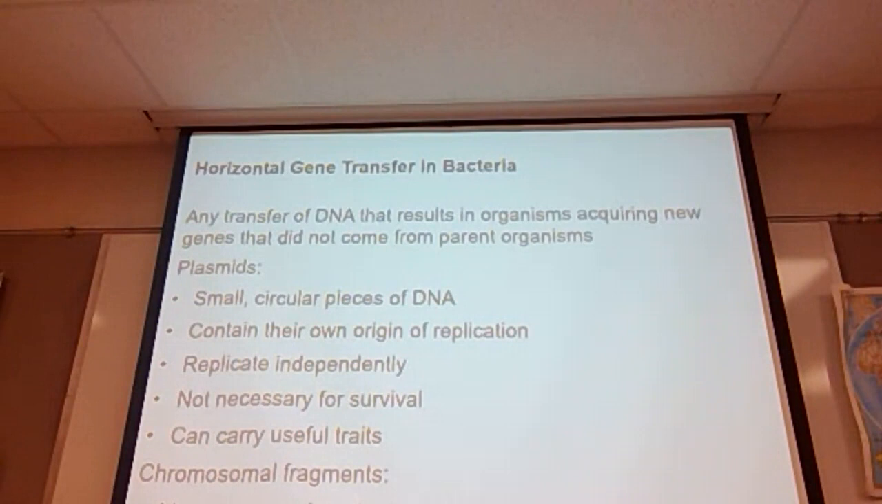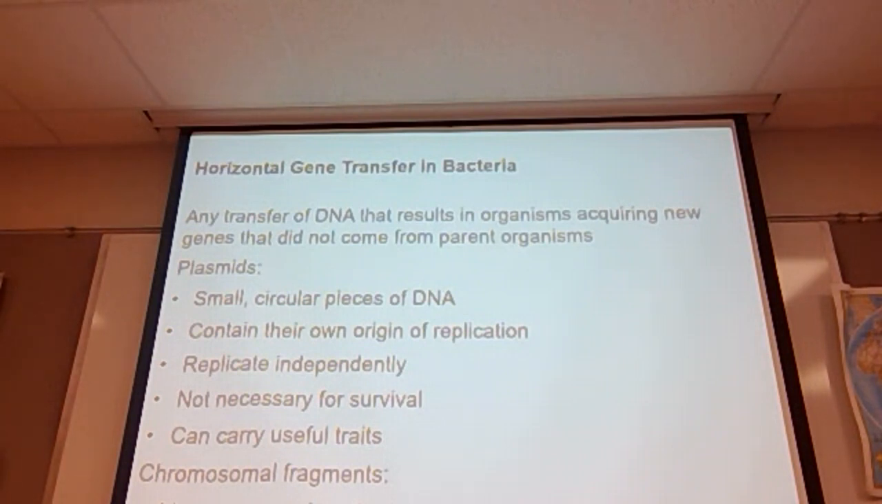Plasmids are small circular pieces of DNA. They contain their own origin of replication. In other words, they can replicate independent of the cell. They are not necessary for survival. Many of them carry useful traits and give the bacteria that they are found in abilities that they would not have if it were not for the plasmid.